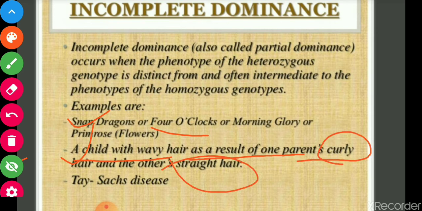So that's why this is the intermediate condition, where wavy hair is the phenotype, a result of straight hair and curly hair. So there is no complete dominance. Neither curly hair is showing complete dominance, nor straight hair. Curly hair and straight hair show the intermediate condition, that is called wavy hair.